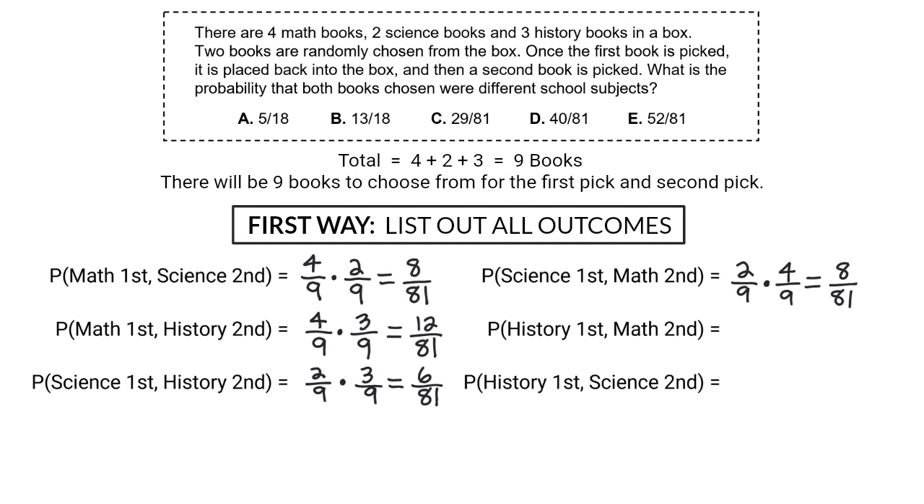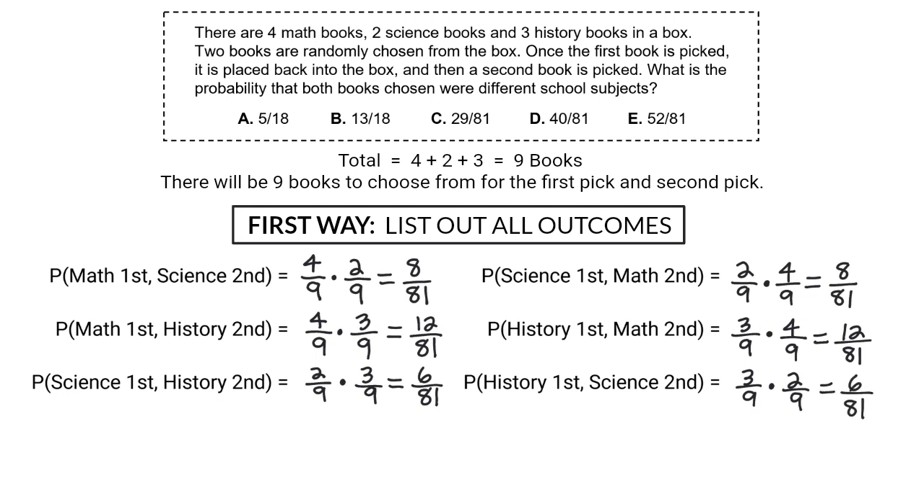Then for history, we've got 3 out of 9 times math, which is 4 out of 9 books. So that's going to be 12/81. Sorry, I'm getting a little messy. I need to be careful about that. So 12 out of 81. And then history being first, which is 3 out of 9, then choosing science as the second book, there are 9 books and 2 out of 9. That's going to equal 6 out of 81.